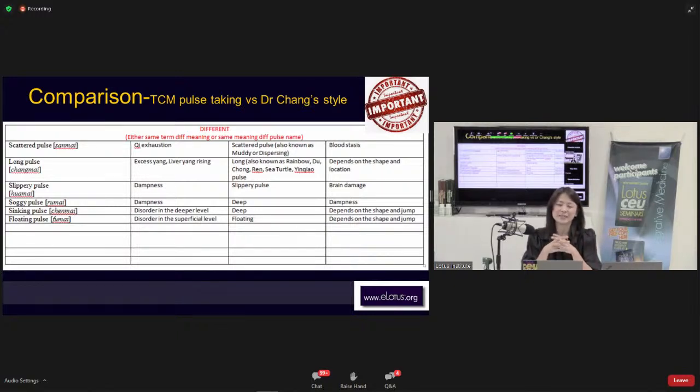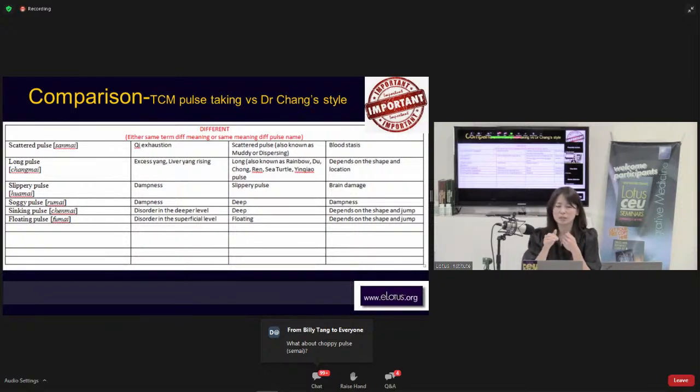Yeah, this one is hardest to get rid of. Even I think of slippery pulse nowadays still as dampness, but slippery pulse means brain damage in Dr. Chang's dictionary. And I have not felt one, and I have not seen him feel one in his clinic either in the 20 years that I've hung out with him. So maybe because brain damaged patients don't come see an acupuncturist, we never get to feel this pulse, but that's what that is.